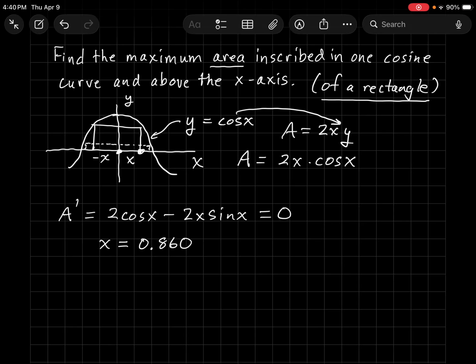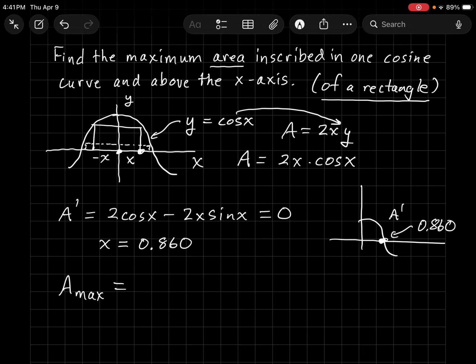Again, like I did in the first example, I could check to see if this is really a max and not a min. But I already know, like if I had graphed it, this is probably not the real graph, but something along these lines. If this is A prime, and this is the 0.860, A prime changed from positive to negative, so I know it's a max. But usually when I get one critical point, it's going to be whatever I want it to be, in this case a max. I didn't answer the question, because the question says I want to find the actual maximum area.